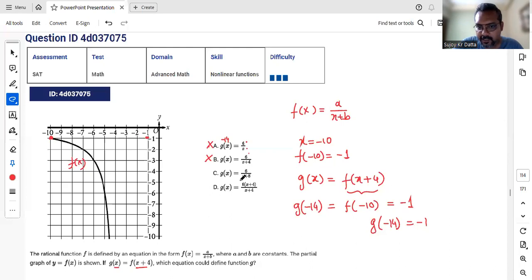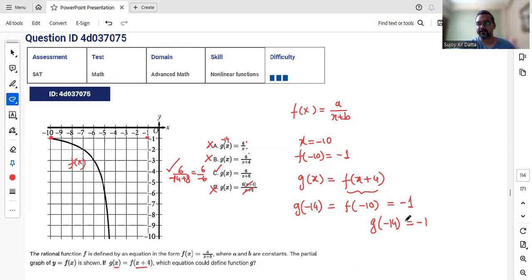This is 6 divided by negative 14 plus 8. So 6 over negative 14 plus 8. So that's 6 over negative 6. So that is minus 1. But let's just verify this one also. This is actually cancelling out and becoming 6. So that's wrong. So the answer is just option C.